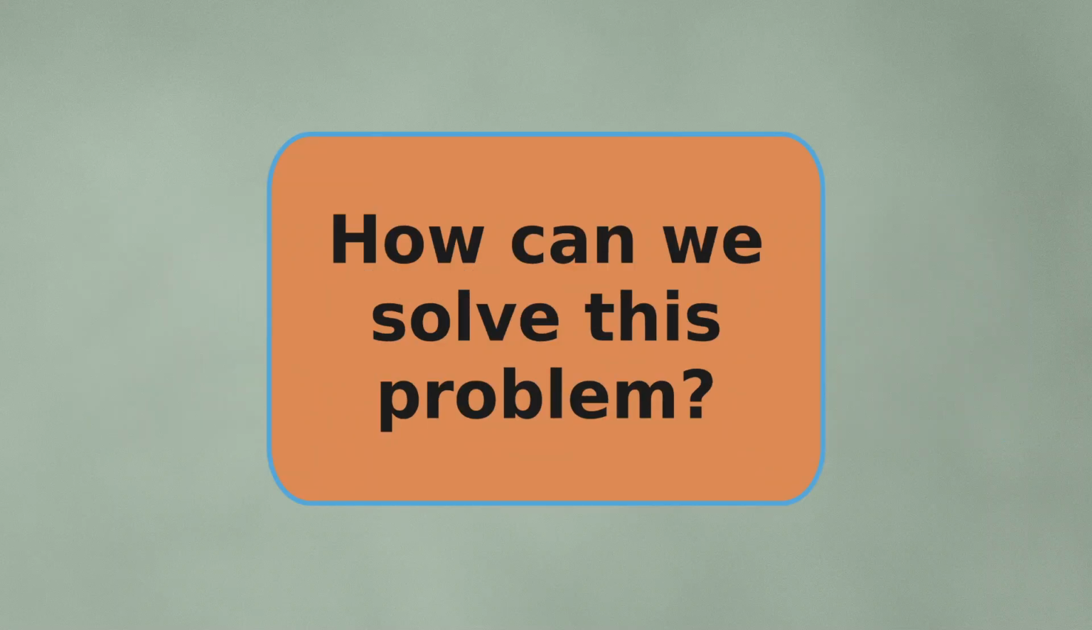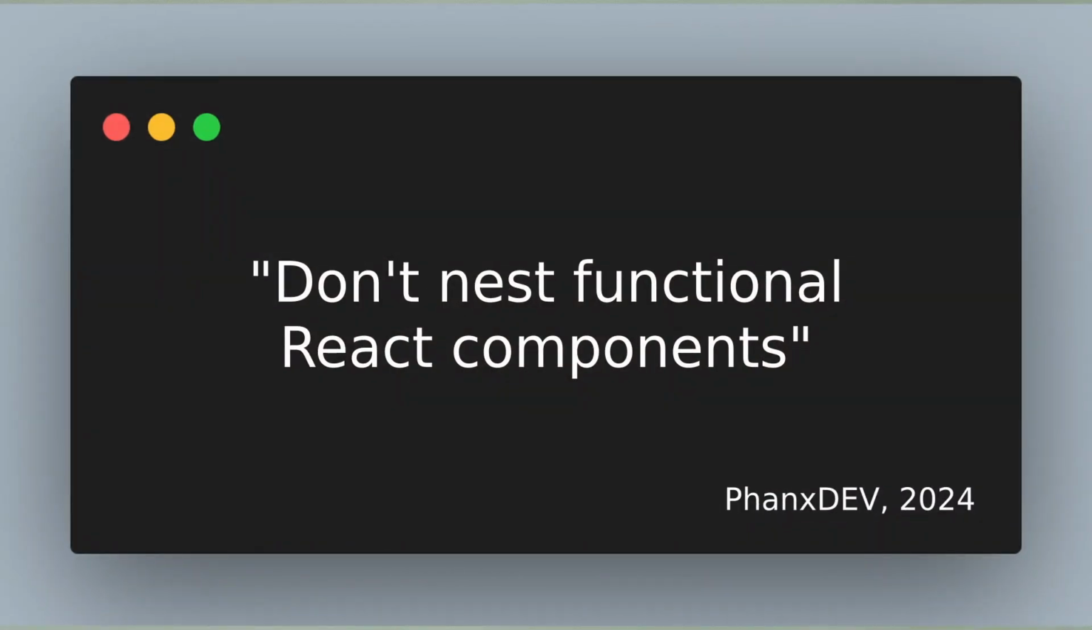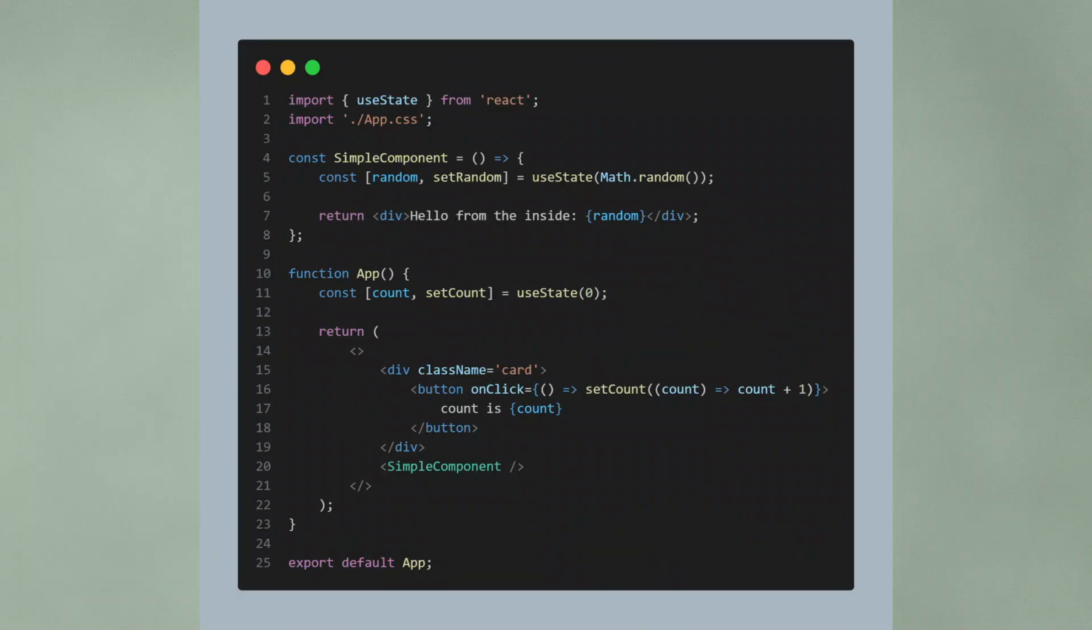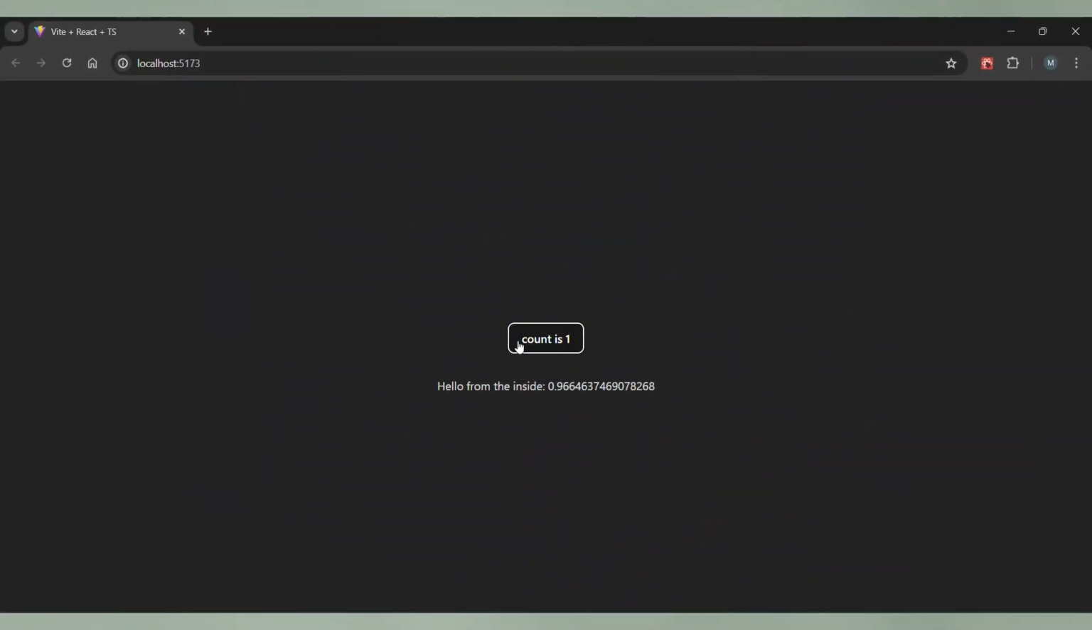So how do you solve it? Quite simple, just don't use nested components when working with functional components in React, period. So in the example I just move simple component outside of the app component and everything works fine again. You can still keep it in the same file if you want, no matter.